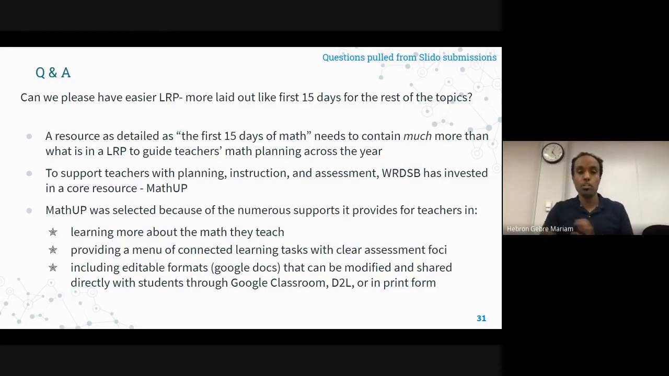However, to support teachers with planning, instruction, and assessment, WRDSP has made a big investment into Math Up, and I'm sure you are aware of that. So Math Up was selected because of the numerous supports it provides for teachers. It provides learning about math, a little mini PD from Marian Small in each topic. It provides a menu of connected learning tasks with clear assessment foci. It includes editable formats, Google Docs, and modified versions, and they're shared directly with students through Google Classroom, D2L, or in print form. And it's set up as a whole program.